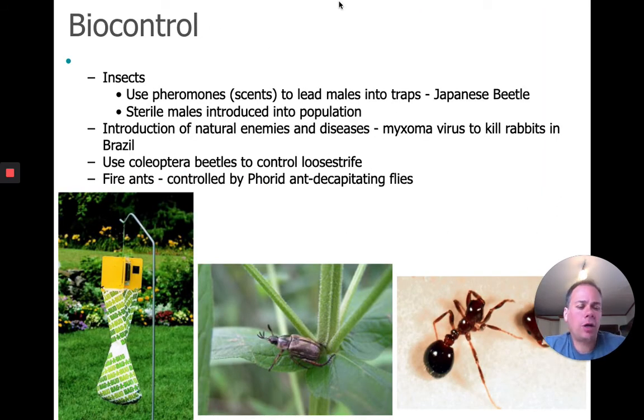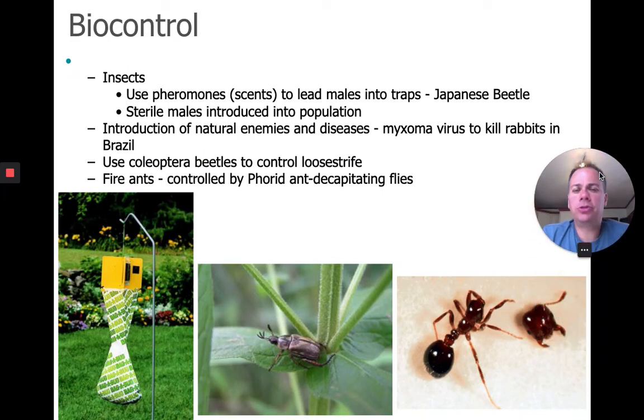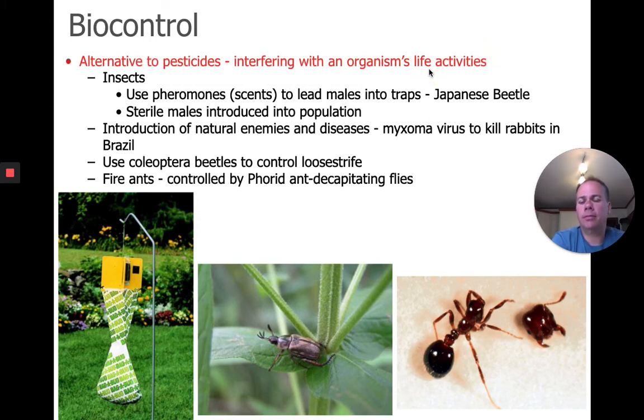And one alternative, we're talking about pesticides, which are chemicals used to control pests like insects and so forth. There are also other means of controlling pests other than using chemicals to kill them. And one of those ways is called biocontrol. Using biocontrols is basically using biology, okay, rather than chemicals to help get rid of pests. And typically these biocontrols interfere with some aspect of the pest's life.